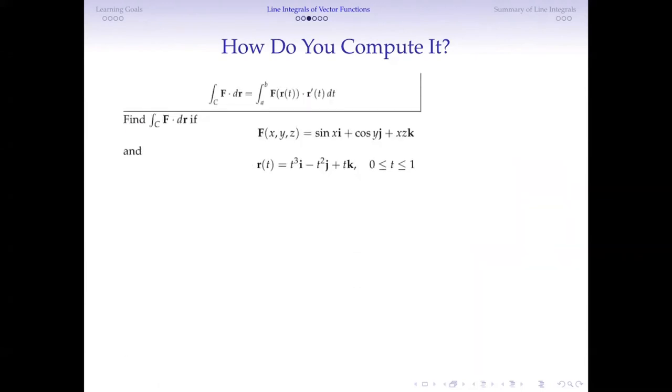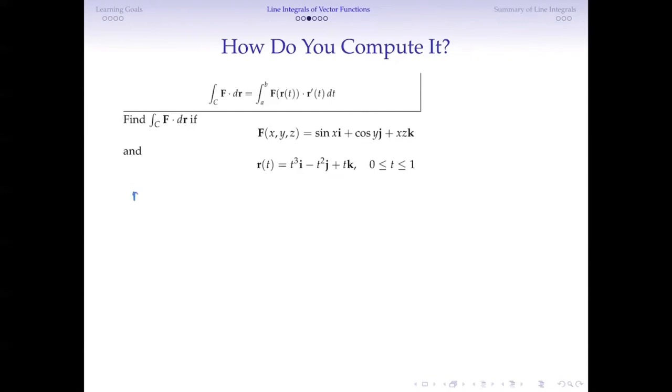Let's pick an example and work out the new line integral. We're going to suppose that the force is given by this formula and that the path is parameterized by the formula given for values of the parameter t between 0 and 1. So how do you lay out a problem like this?